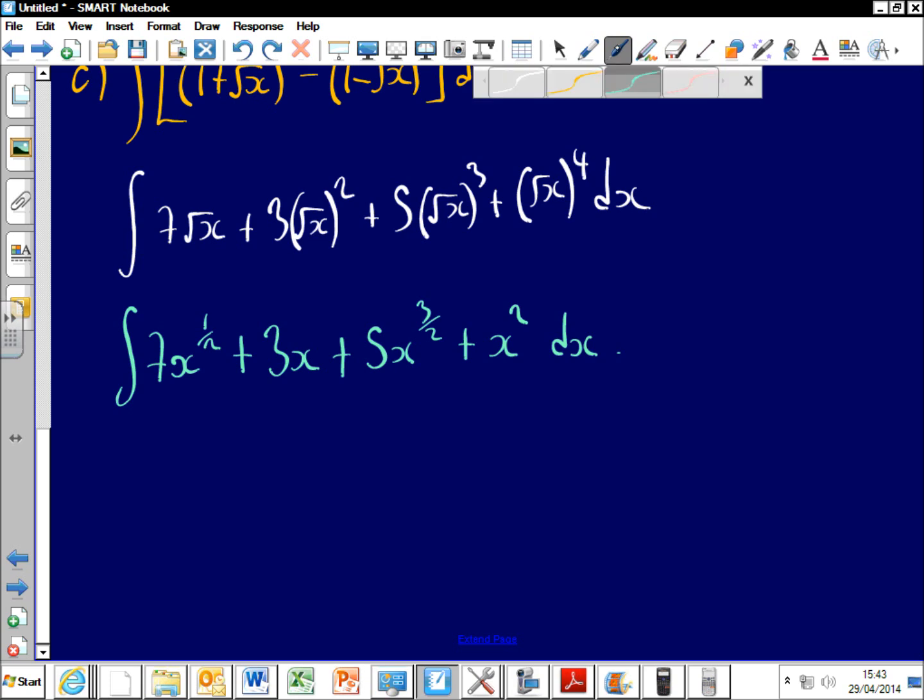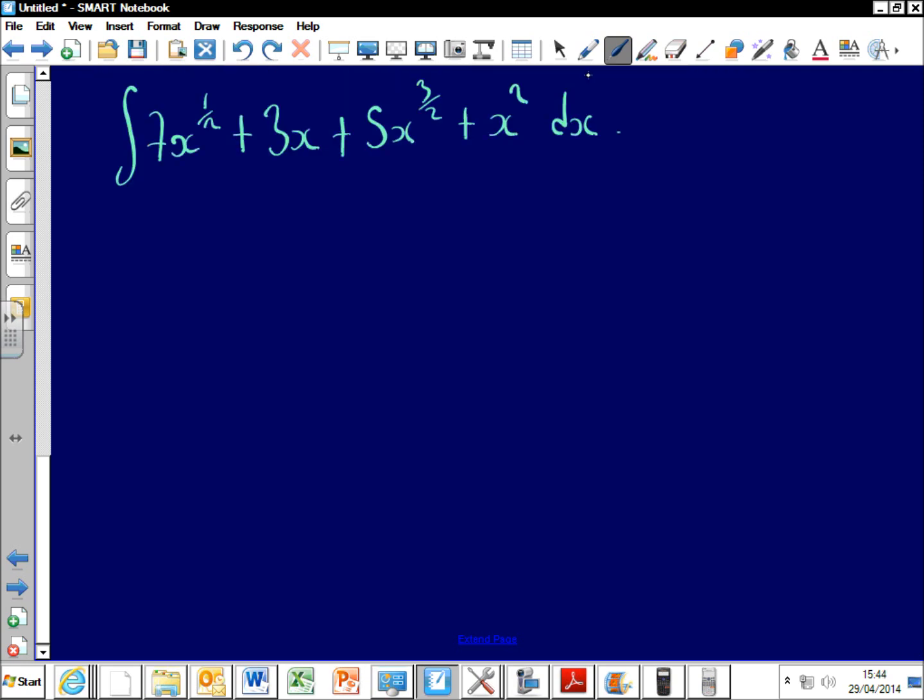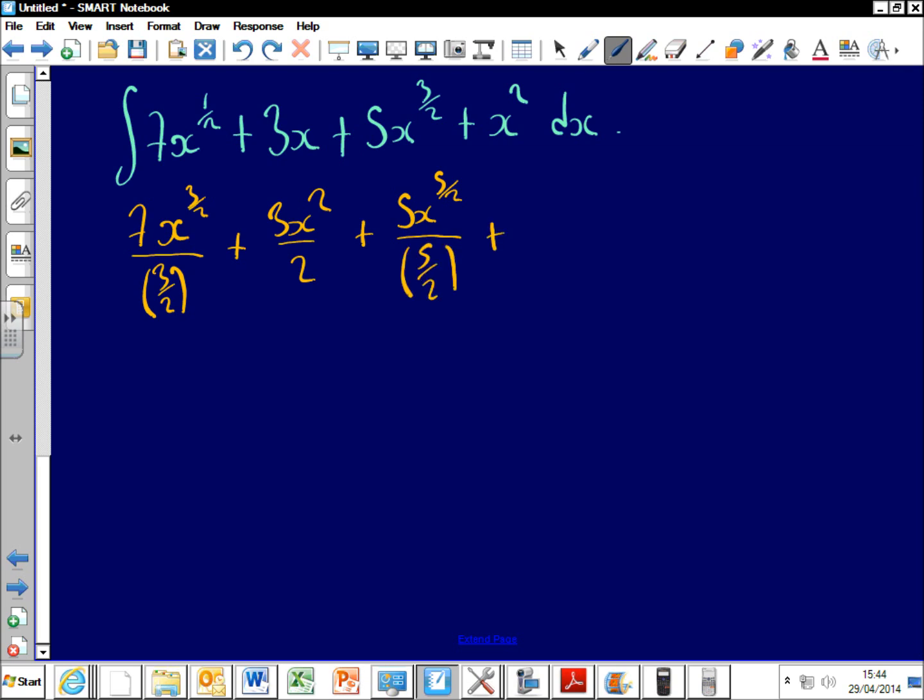Okay? So let's do the integration of it. Should be all right. Integrate 7x to the power of a half. How do I do that? Yeah, add 1 to the power. So it's going to be 3 over 2, yeah? And divide by the new power. We'll sort that fraction out in a minute. Okay, next one. Over 5 over 2. Yeah. Nice. And? Plus c. Yeah. Okay, because it's indefinite integration.